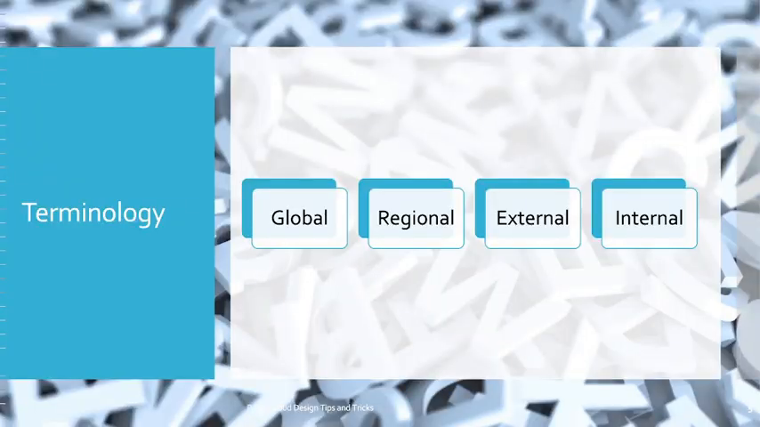Now let's try to understand a few terminologies: global, regional, external and internal. What is global? If you want to route your traffic globally across regions, the global keyword comes into the picture. Regional means within the region you want to distribute the traffic, that is more towards regional traffic distribution. External means you want to expose your traffic via a public IP. And if it is completely internal via a private IP, then the internal keyword is used.